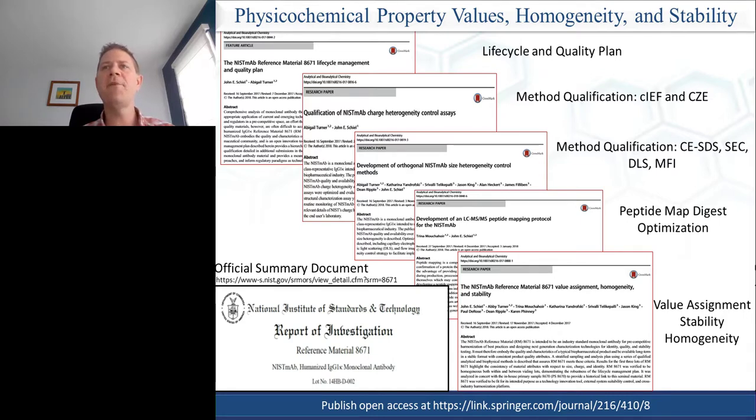This final paper, on value assignment, stability, and homogeneity, is summarized very succinctly in the report of investigation that actually comes to the individual user. This is where you can find the values associated with the material, to know what our measurements actually revealed for the individual attributes of charge heterogeneity, size heterogeneity, and identity of this individual material.